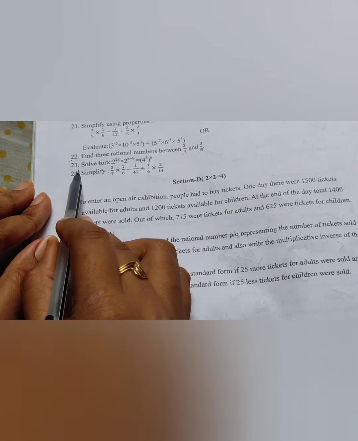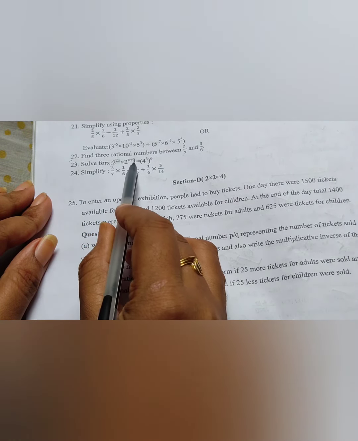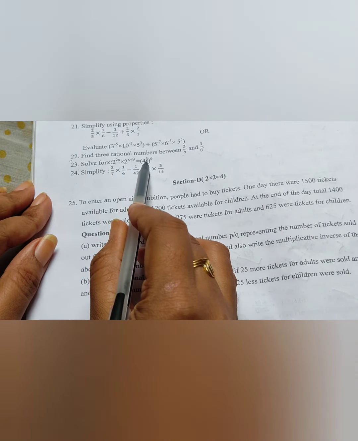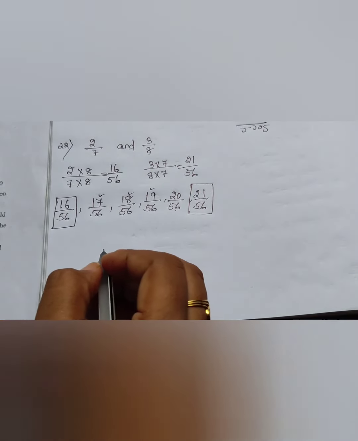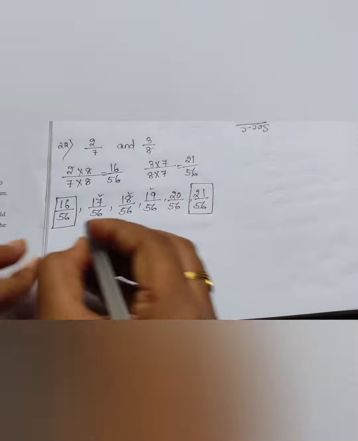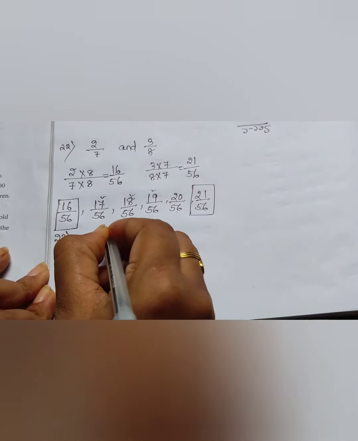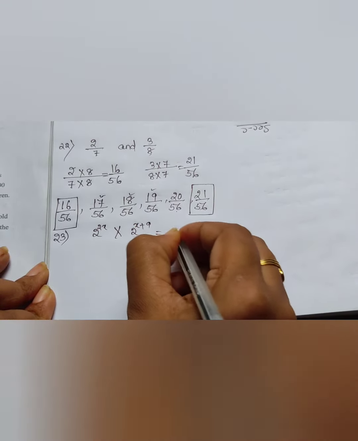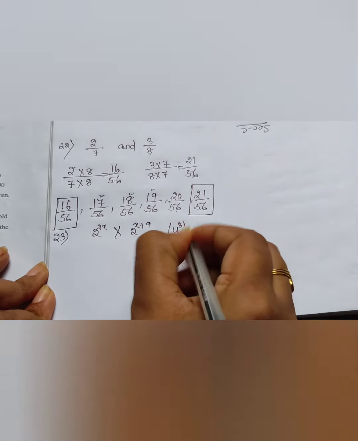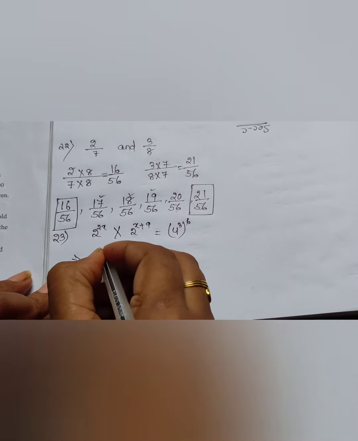Next come to question number 23. Solve for x. 2 to the power 2x into 2 to the power x plus 9 is equal to 4 to the power 3 whole to the power x. 6. It's my bad. So write down question number 23 at first. And here you can see that bases are not equal. So first of all, we have to convert the bases to be equal. As on one side it is written 2 and on the other side it is written 4. So kindly convert the base 4 as an exponent of 2.